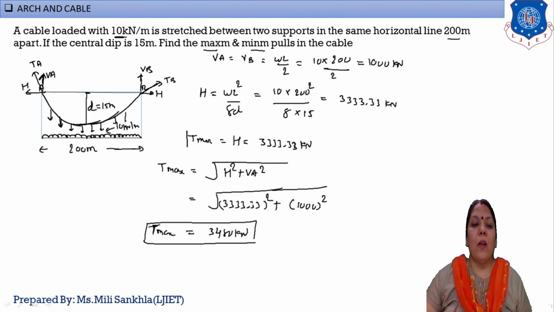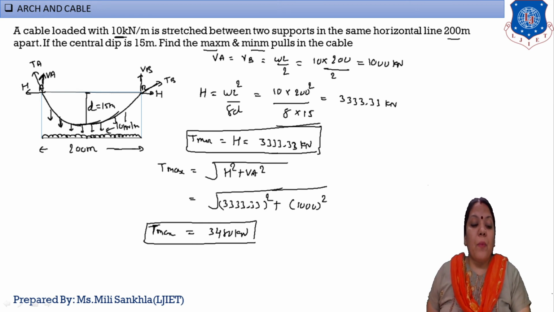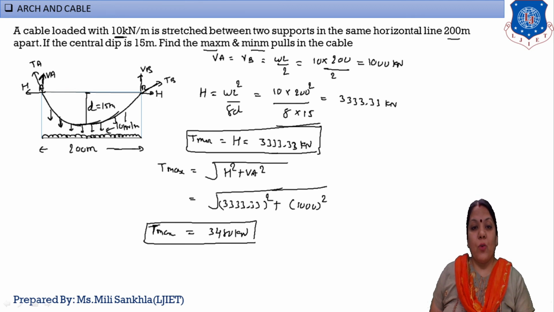Finally we have our T max and T minimum. The value of T minimum is equal to our horizontal reaction, and T max is equal to under root of VA square plus VB square. Now in the next session we solve another example of cable. Here we solve the example of equal level. Now we solve a different type of example. Just now we stop here.